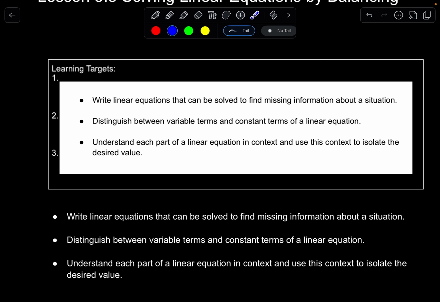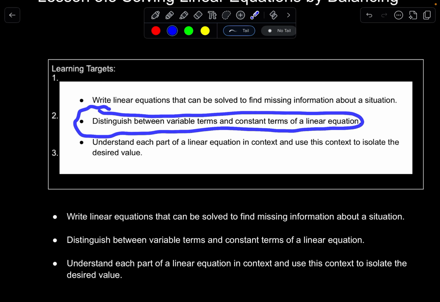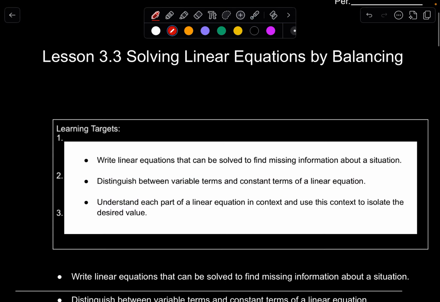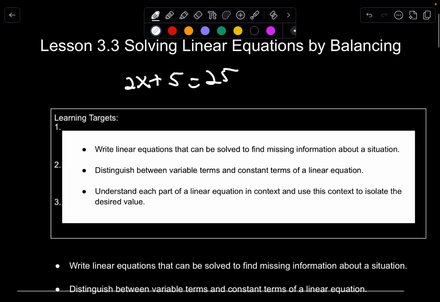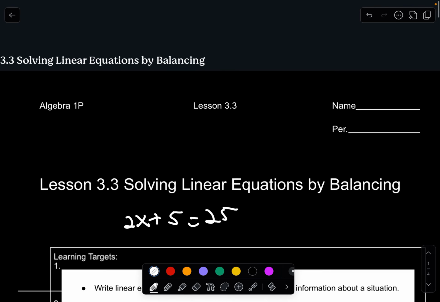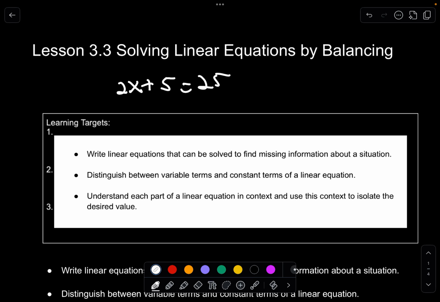All right, distinguish between variable terms and constant terms of a linear equation. So what does that mean? Well, a linear equation could be this: 2x plus 5 equals 25. The variable term is the term that has a variable attached. I'm just preloading this so that we don't have to spend time on it.